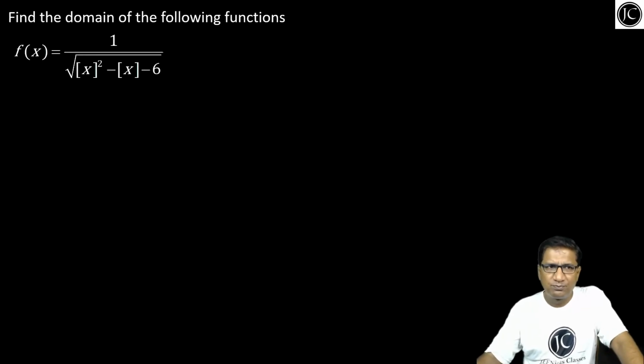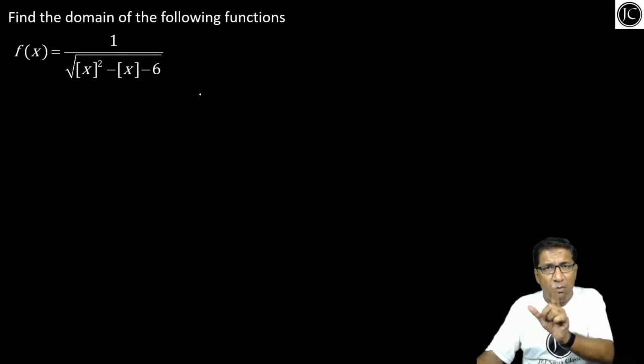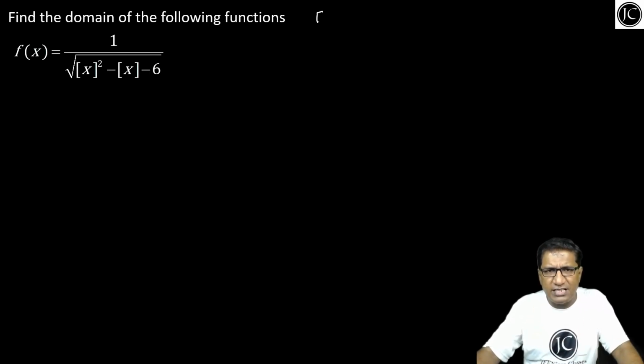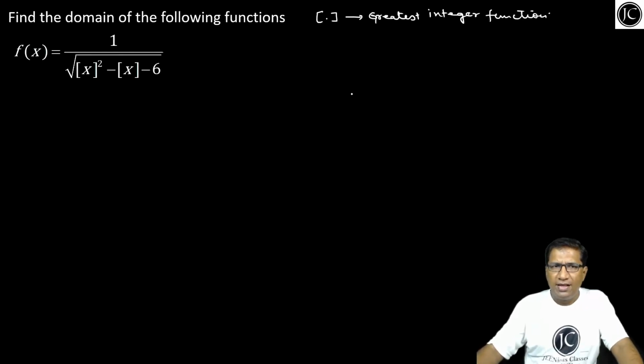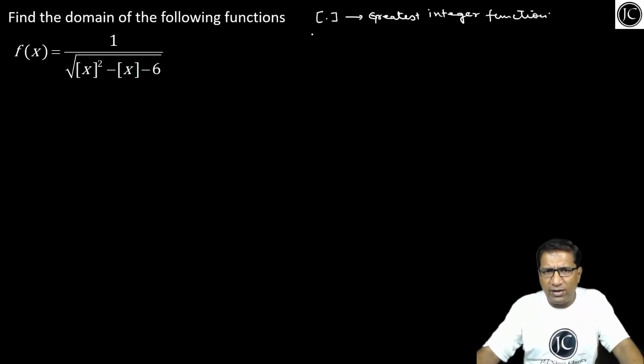See this problem. f(x) is 1 divided by root over [x] square minus [x] minus 6, where [x] is the greatest integer function. This is the greatest integer function, right? Okay, now to define the function हम लोग क्या बोलेंगे?